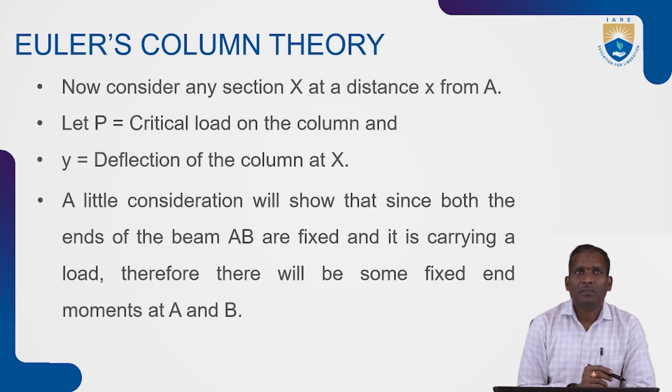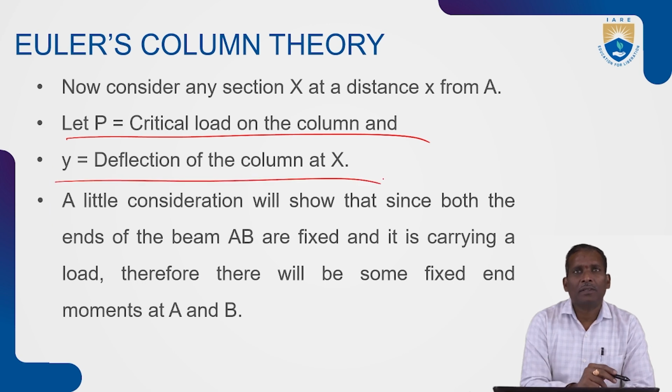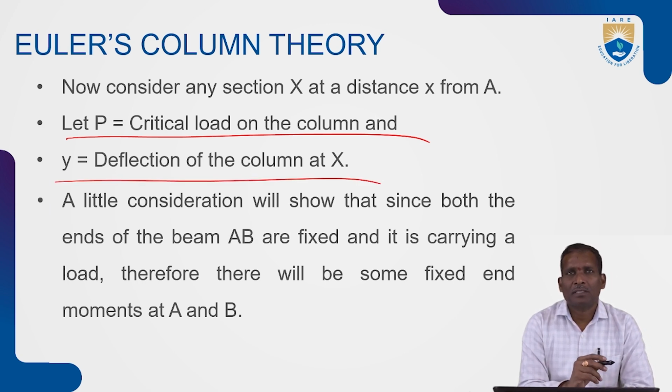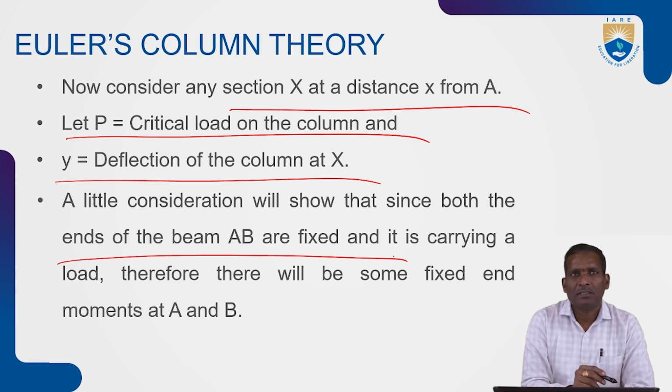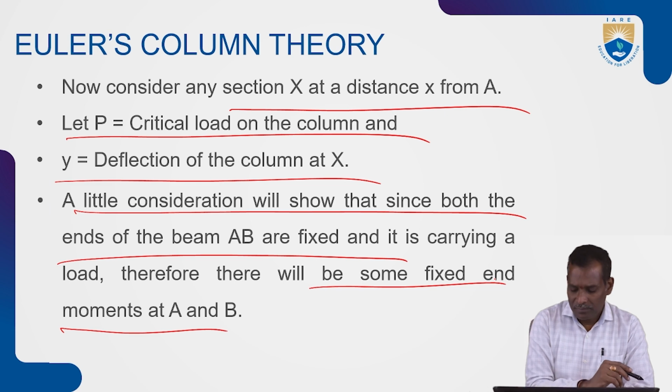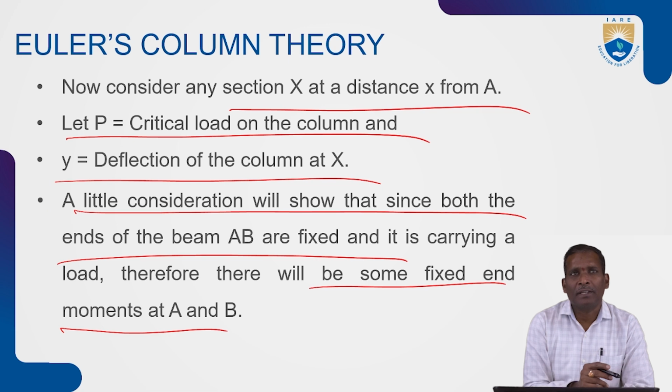Now assume P is the critical load on the column and Y is the deflection of the column at X. Consider any section X at a distance X from A. A little consideration will show that since both the ends of the beam AB are fixed, and it is carrying a load, there will be some fixed end moments at A and B.